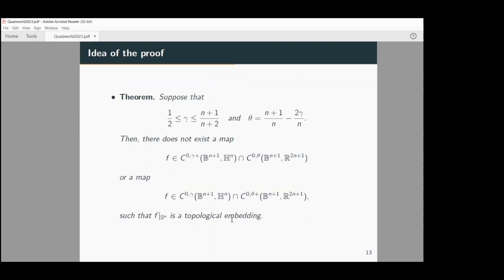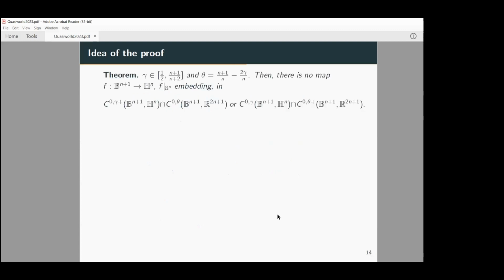So that's the same result, but we are showing that there is no mapping from the n plus 1 dimensional ball such that in one of those two classes, such that the mapping restricted to the boundary is a topological embedding. Okay, so that's the same theorem, just squeezed to save space, and now the idea of the proof. The idea that I'm going to present actually makes absolutely no sense, but that is the way it will be written. So suppose that such a mapping exists.